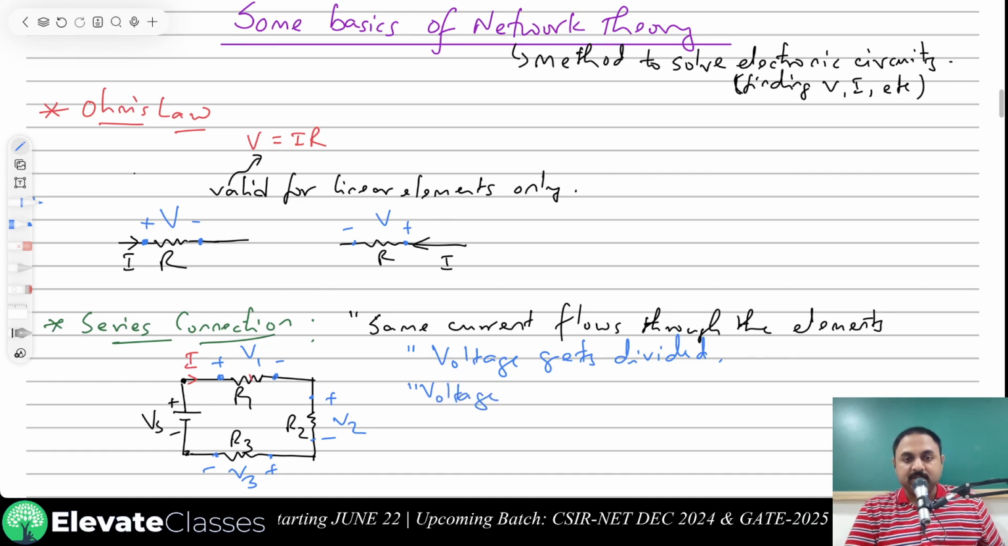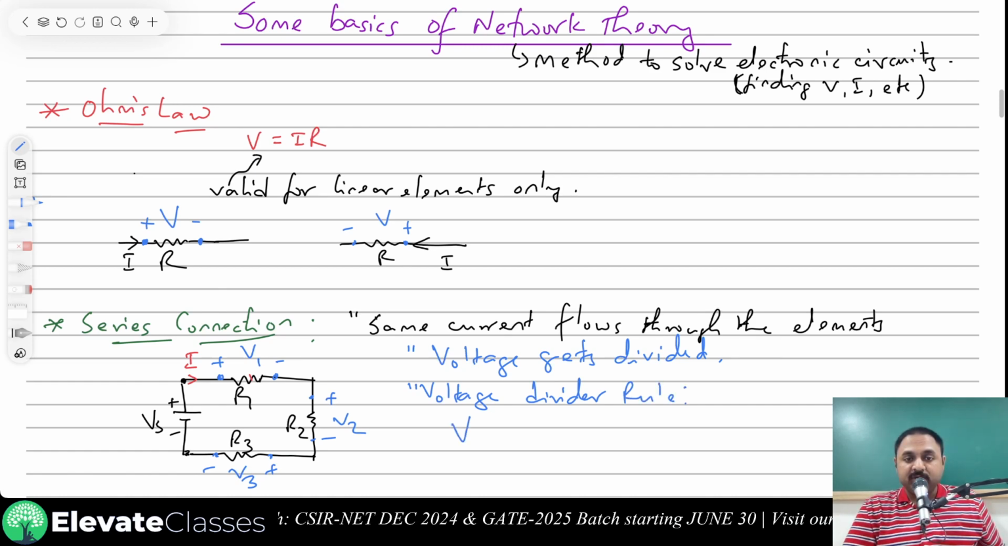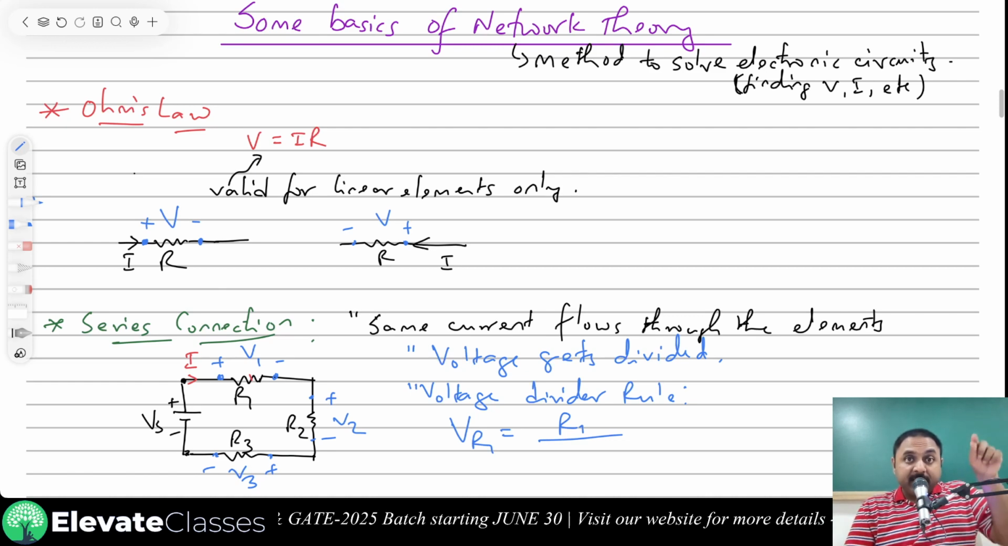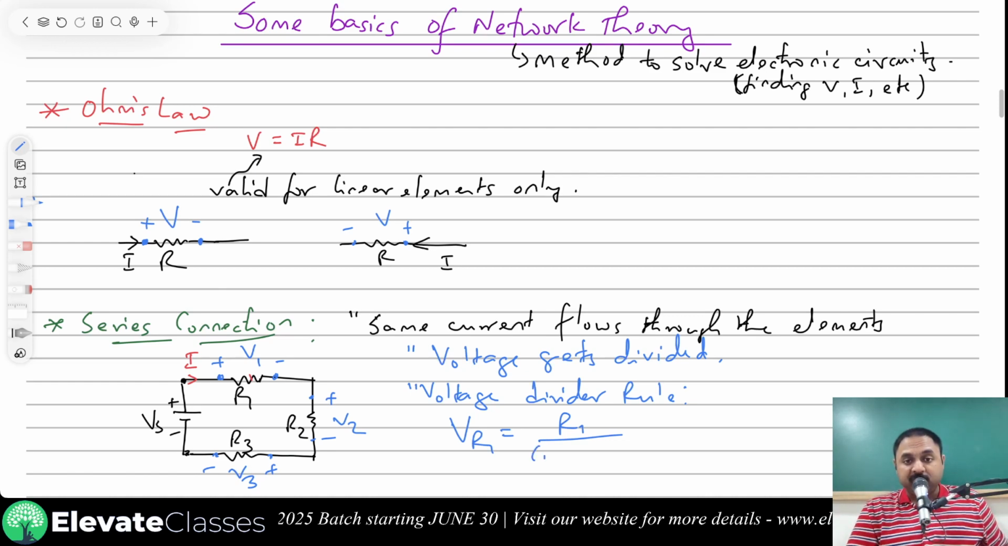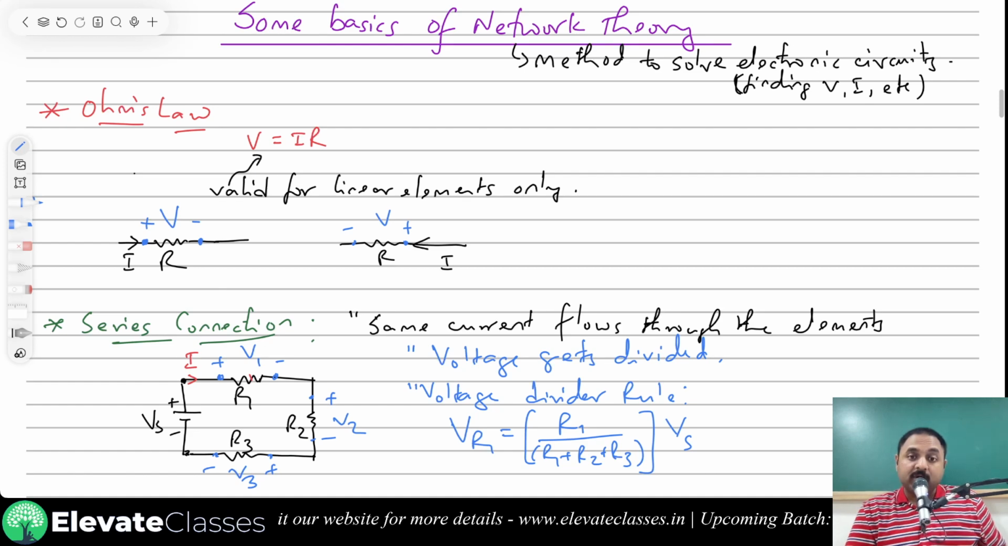And the voltage divider rule tells you, suppose I want to find out the voltage across one resistance, R1. Take that resistance R1 divided by the sum of all the resistances in the circuit, R1 plus R2 plus R3, and multiply this by the total voltage or the source voltage. This is called the voltage divider rule. This is very, very important. This will save you a lot of time if you know this rule.